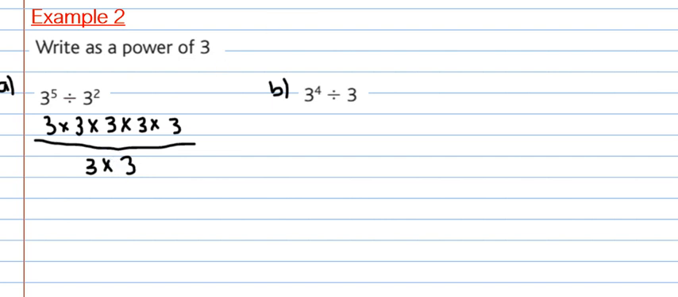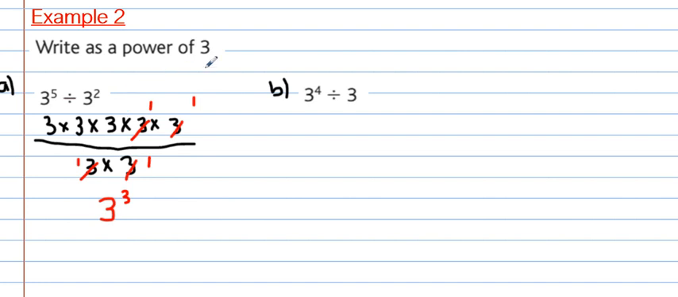If I cancel that down, how many 3's here? 1. How many 3's here? 1. Can I still cancel down any more 3's? Oh, yes. How many 3's here? 1. Now we have nothing else to cancel down. So we now have 3 times 3 times 3 times 1 times 1, which will give us 3 cubed. At the bottom, we only have 1 times 1, and anything to the power of 1 is itself.